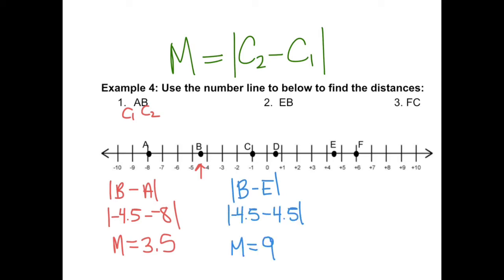So the distance between E and B is a measure of 9. If I start at B, 1, 2, 3, 4, 5, 6, 7, 8, 9. Looks good. Last one would be the absolute value of C minus F. C's location is negative 1. F's location is positive 6. So entering that into your calculator, it ends up being the absolute value of negative 7, which is positive 7. So the measure of the distance between F and C is 7. If I start at C, 1, 2, 3, 4, 5, 6, 7.